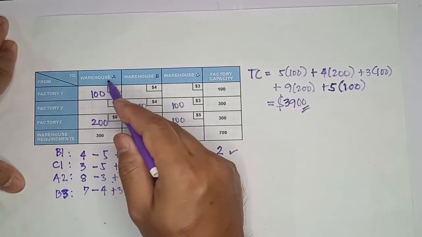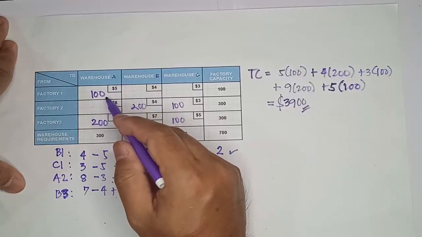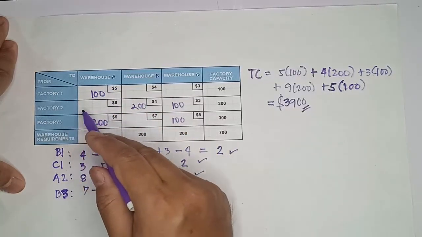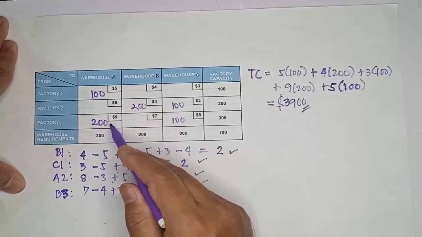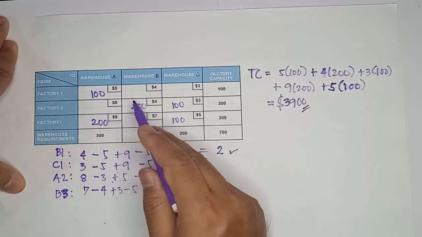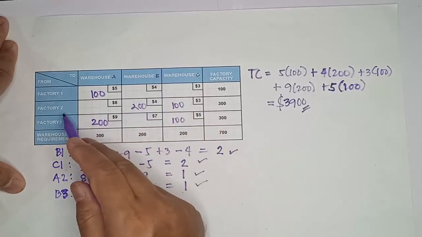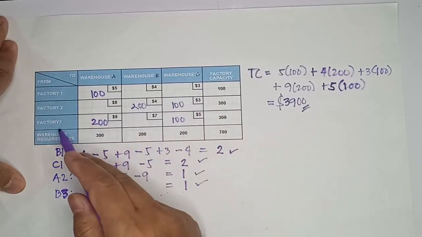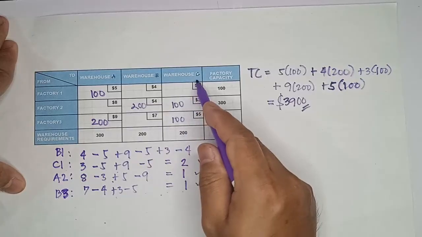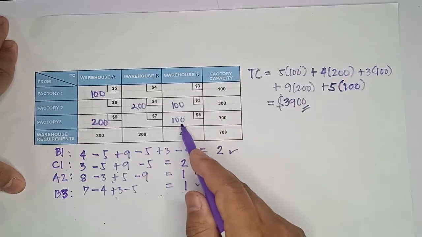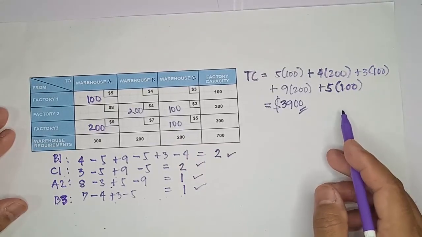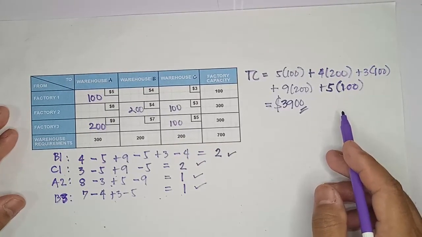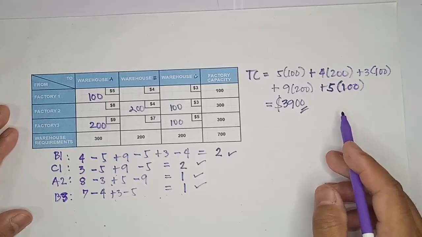From Factory 1 to Warehouse A, 100 units. From Factory 3 to Warehouse A, 200 units. Factory 2 to Warehouse B, 200 units. Factory 2 to Warehouse C, 100 units. And lastly, Factory 3 to Warehouse C is equal to 100 units. And that ends our solution using the stepping stone method.